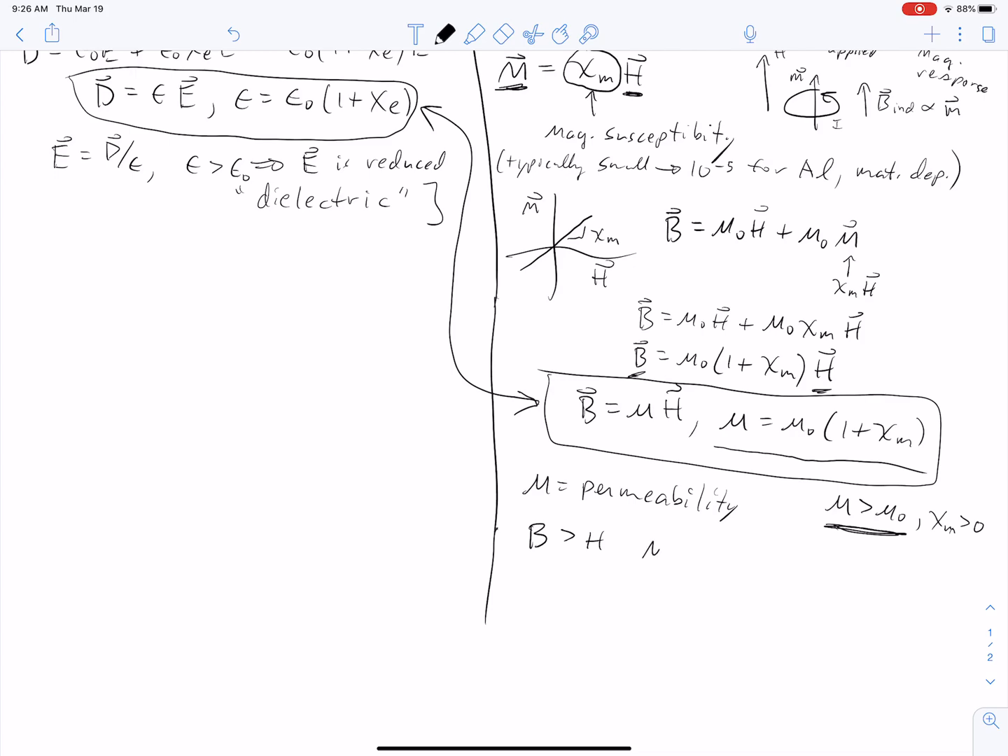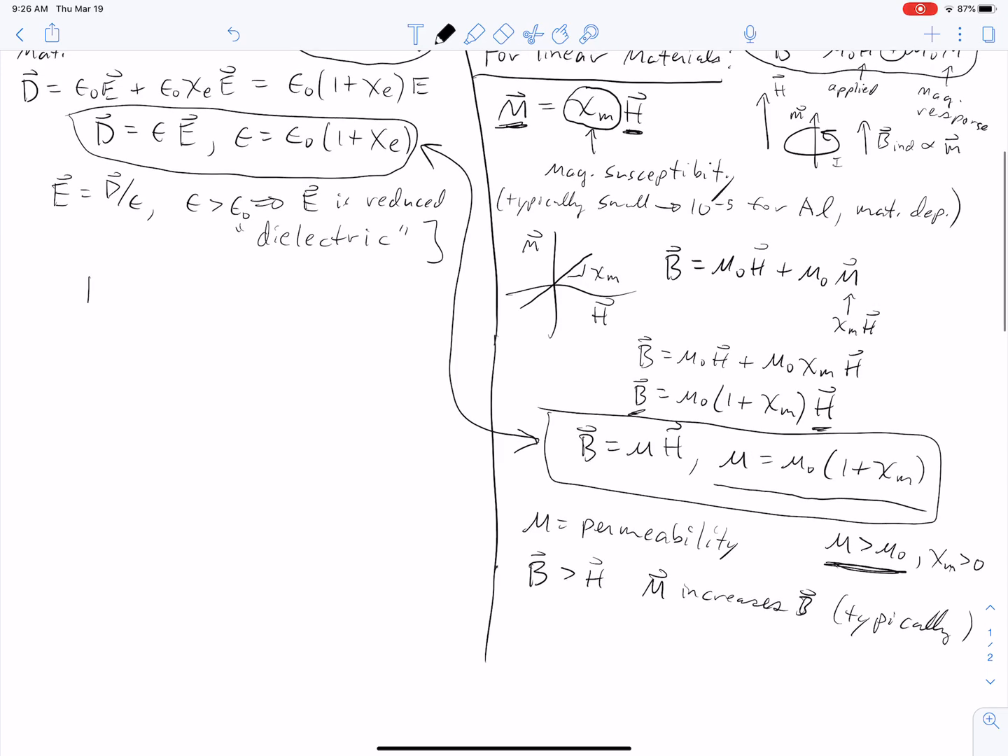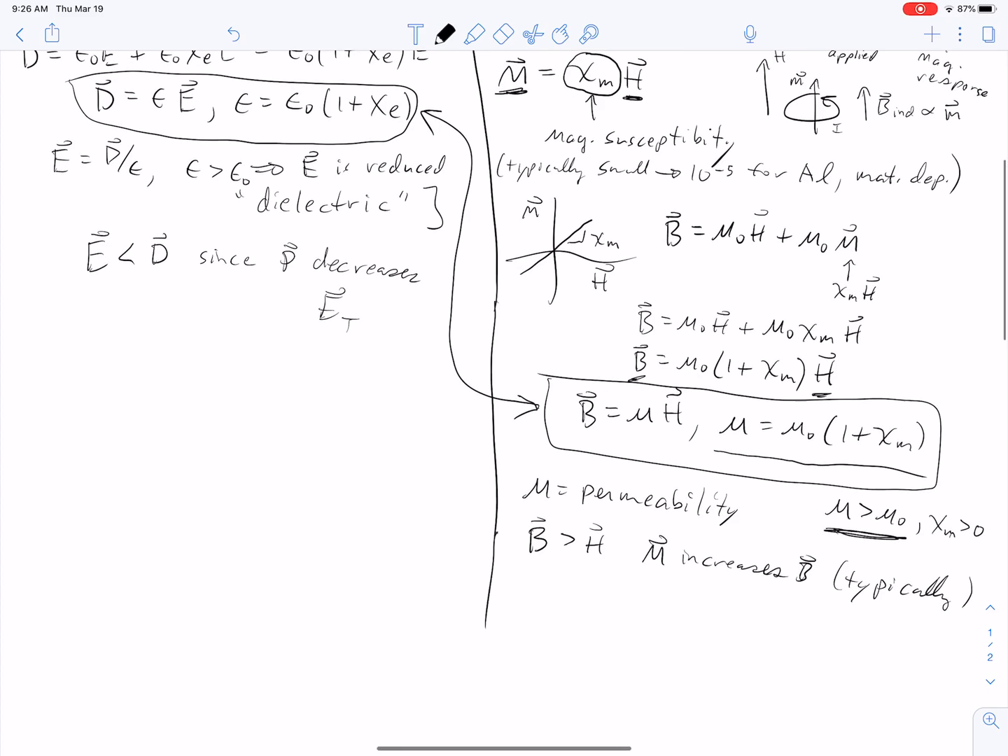So the magnetization increases the B field, typically. And so that's different from the electric case, because for the electric case, E is typically less than D, since the polarization decreases the electric field. So this is a difference between the two cases. I just want you to see that.